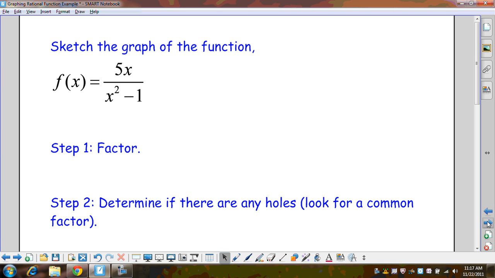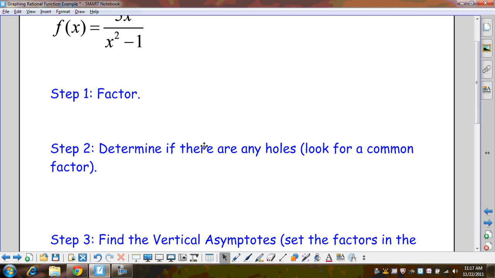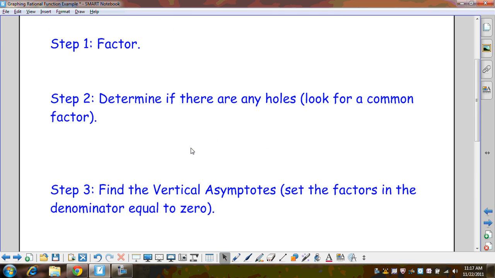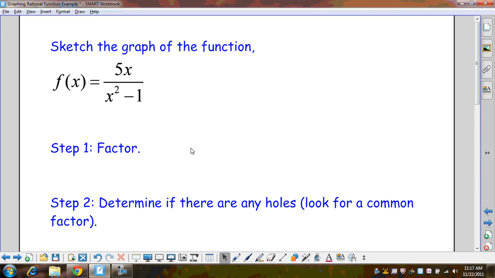Now, in both examples, I'm going to walk through the steps, and you'll notice that the steps are not going to change depending on the difficulty. So if I get in the habit of following these 6 steps I've outlined every single time, then you're going to be able to graph these rational functions. So step 1 says that we're going to factor both the top and the bottom of the rational function.